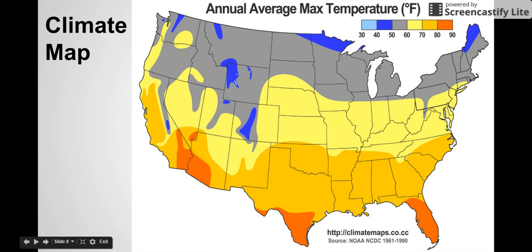You can see that we are the very top right part of Ohio. We're in that gray section, which means that our annual average maximum temperature is somewhere in between 50 and 60 degrees.